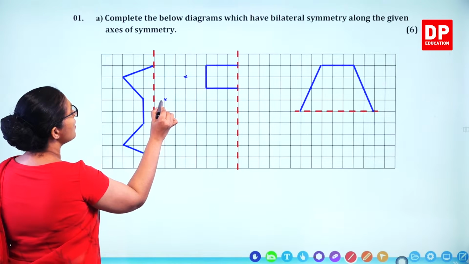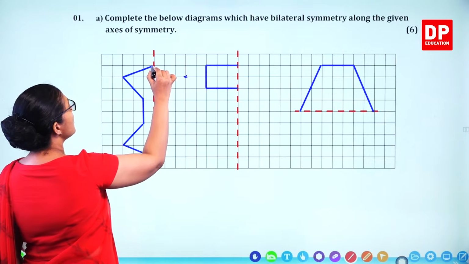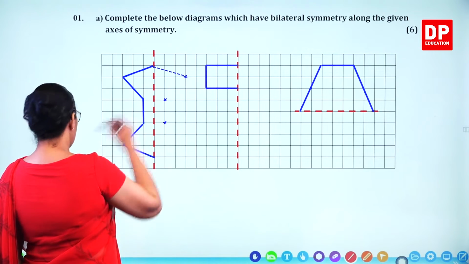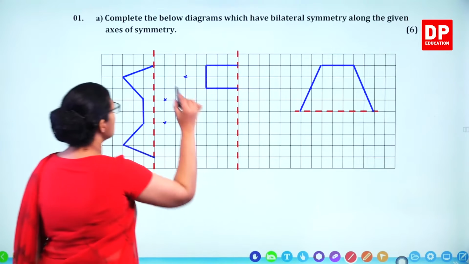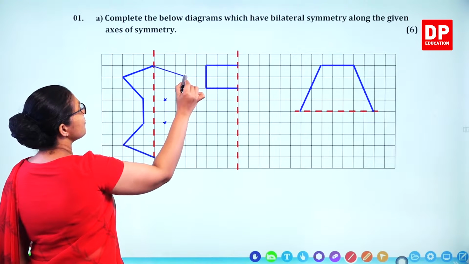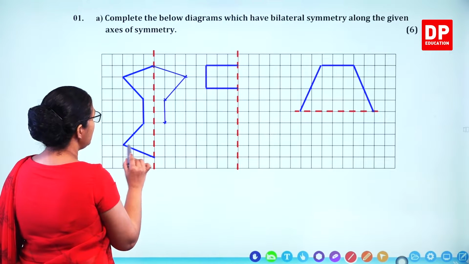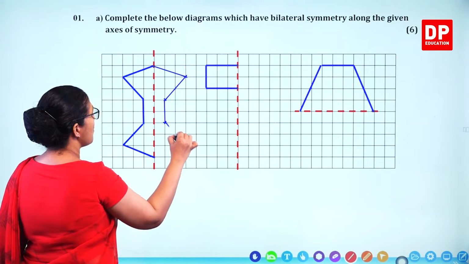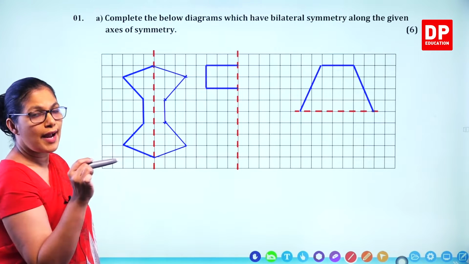This is 1 square, so this point, and here. So we can connect. So you don't have to take the broken line, we'll take the continuous line there. And then we connect these points. And here these 3 squares, so this is the point. So this is one diagram.